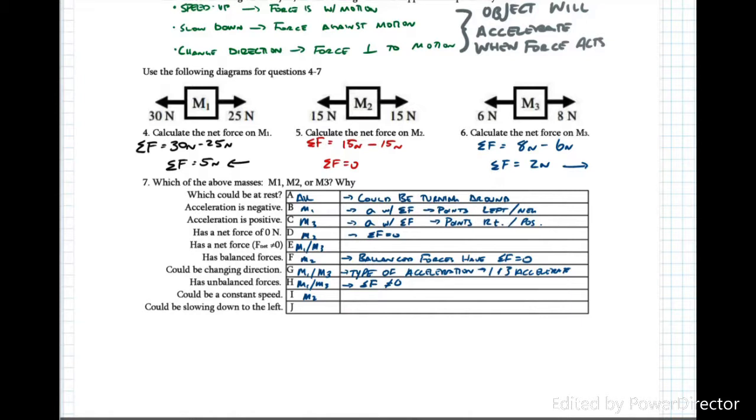Could be moving at a constant speed. The only one that's true for is 2. If we're moving at a constant speed, then the net force is 0. This is a little combination you need to remember. Acceleration is 0, speed is constant. Could be slowing down to the left. So here's the deal. That's moving to the left and slowing down. If we're moving to the left, the force would have to be opposite the direction, to the left.